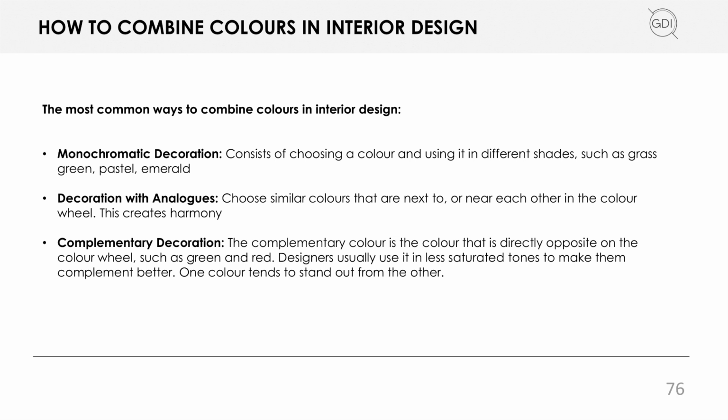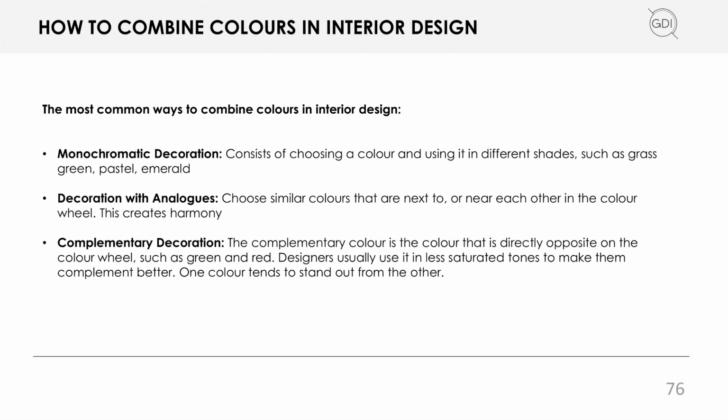The first is monochromatic decoration. It consists of choosing a colour and using it in different shades, such as grass green, pastel, and emerald. Another way is decorating with analogues, which implies that you choose colours that are next to or near each other in the colour wheel. It is often said that this creates harmony.